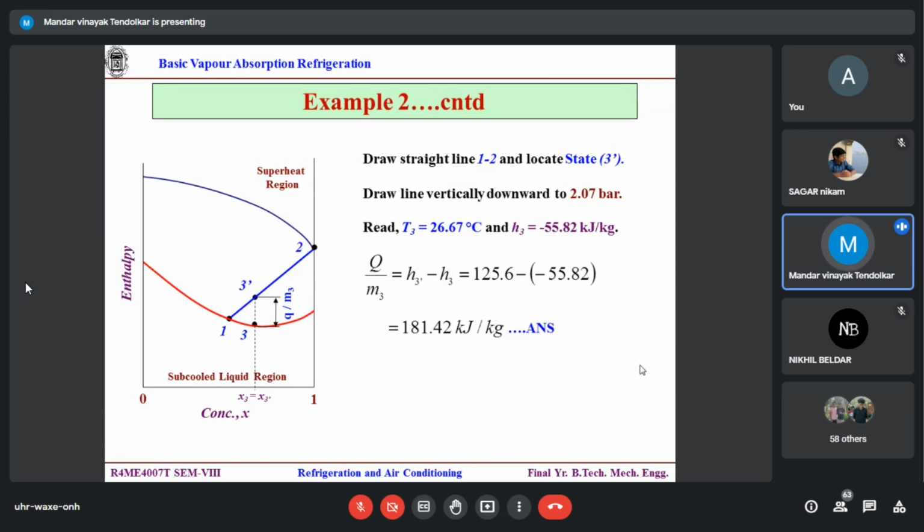Now total Q you want to calculate, correct? So Q is equal to total mass into enthalpy difference. So H3 and H3 dash, read the 3 dash value. My value is 125.6. 3 dash you have not found out, you found only H3, that is -65, or whatever your value is. That is the delta H multiplied by total mass, that is the total heat.